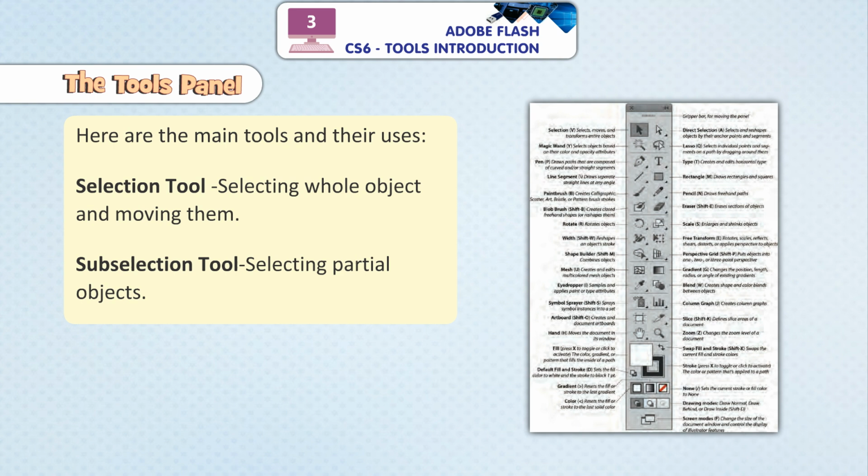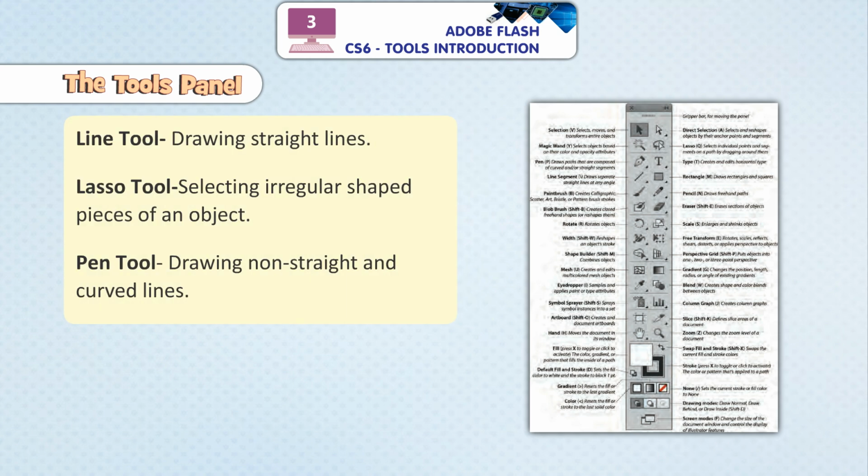The Tools panel. Here are the main tools and their uses. Selection tool, selecting whole objects and moving them. Subselection tool, selecting partial objects. Line tool, drawing straight lines. Lasso tool, selecting irregular shaped pieces of an object. Pen tool, drawing non-straight and curved lines.